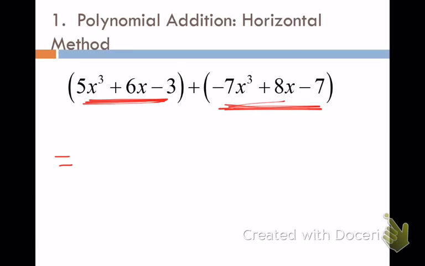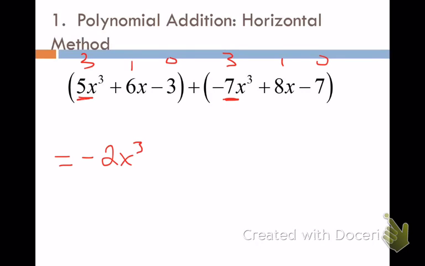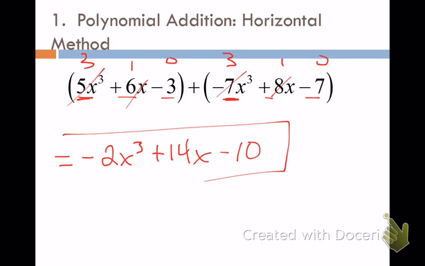Now, what are our highest degreed monomials? Well, this one's a degree 3, this one's a 1, this is a 0. This is a 3, this is a 1, this is a 0. So I want to add my degree 3's together. 5, and when we do that, we just add the coefficients. 5 plus negative 7 is negative 2x to the third. Don't need those anymore. And then my degree 1's, 6x and 8x, add those and you get 14x. Don't need those. And then negative 3 and negative 7 are negative 10. And that's your new polynomial. That's your new cubic trinomial.